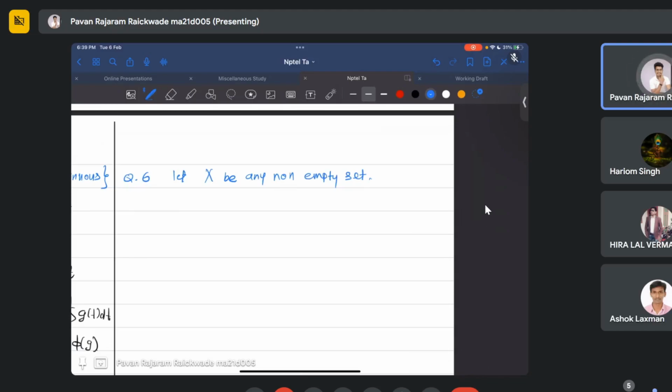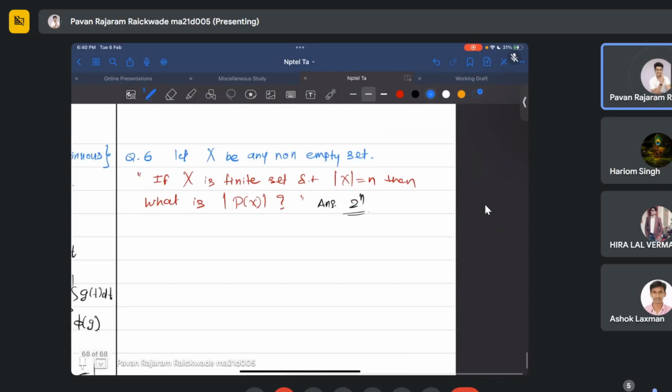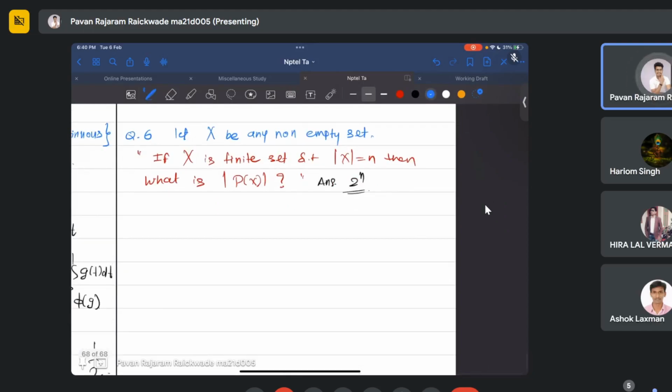The question is, I'll write in the red right now. If X is a finite set such that the cardinality of X is n, then what is the cardinality of the power set of X? 2 power n. 2 power n, right? Good. So how do you get this, right? That I'll answer now. This was just the motivation for this question.